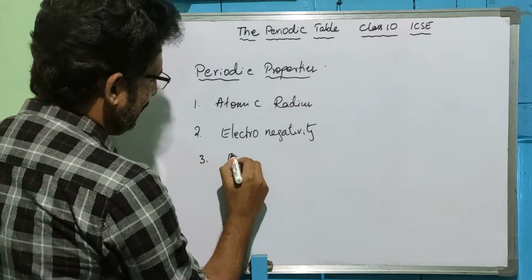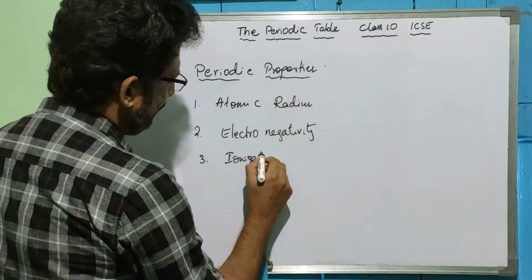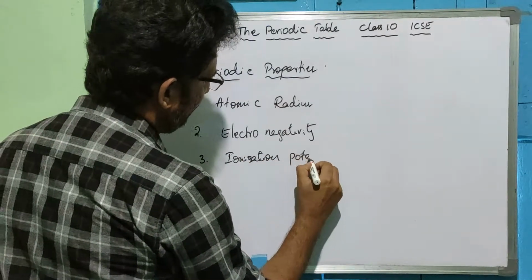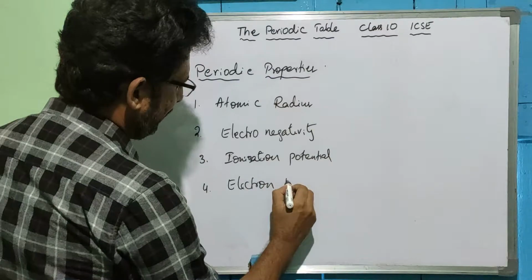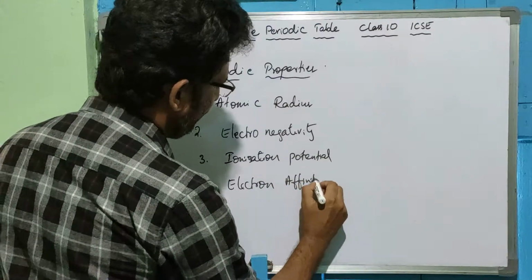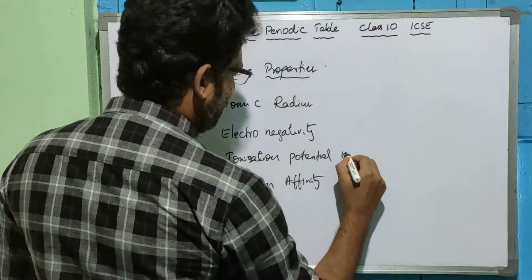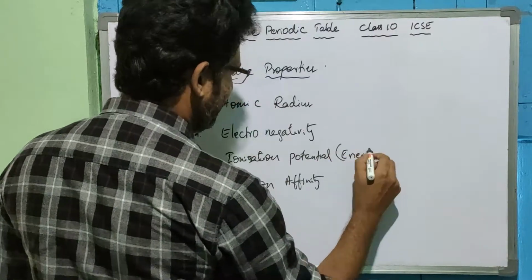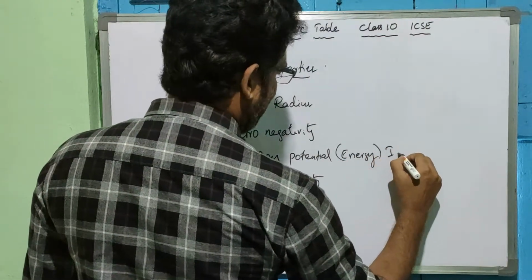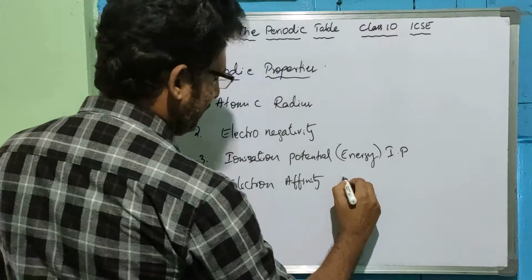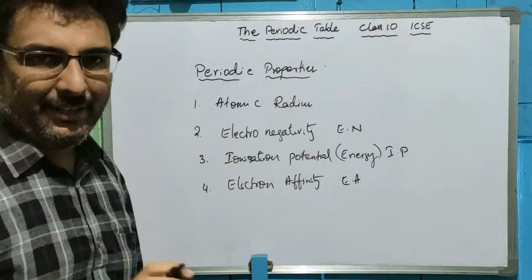Third one is ionization potential. And the fourth one is electron affinity. And this ionization potential can be called ionization energy also. So we can call it ionization potential or ionization energy, and in shortcut we can write IP, and for electron affinity we can write EA, and electronegativity as EN.